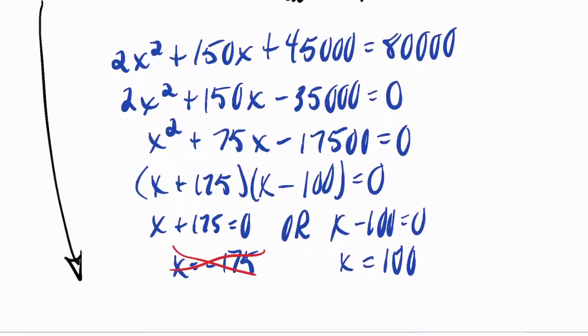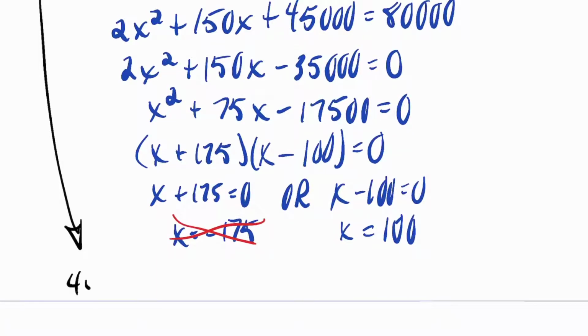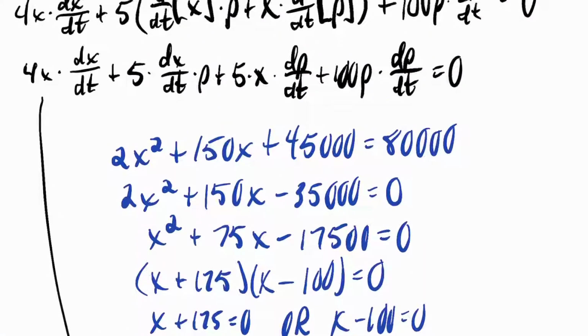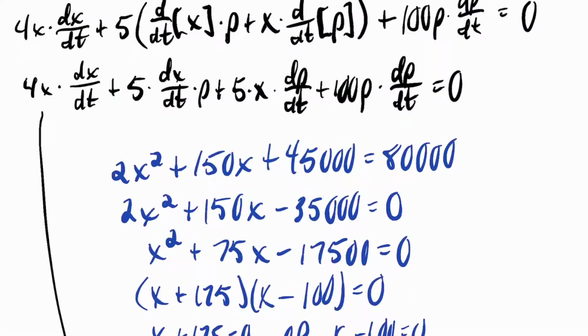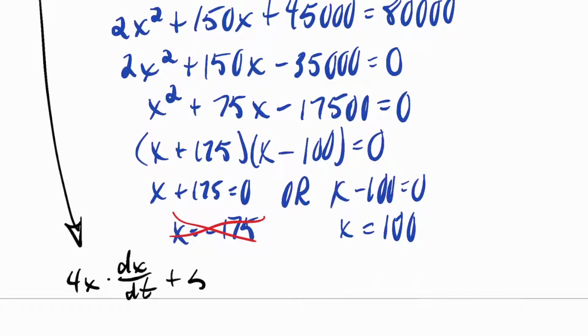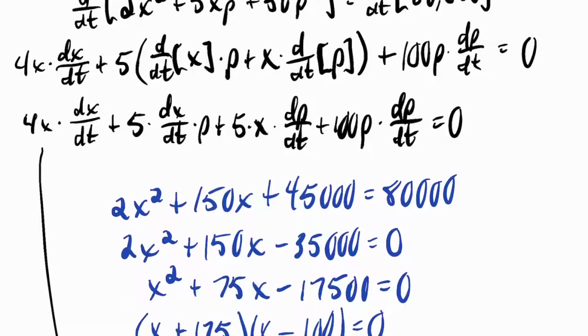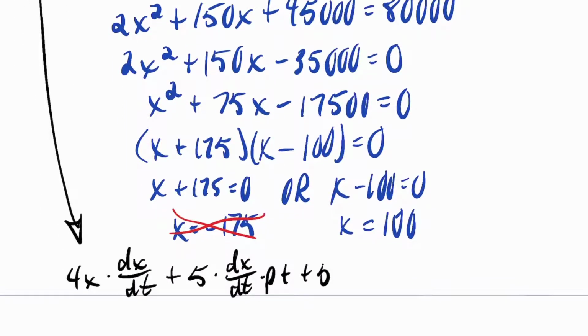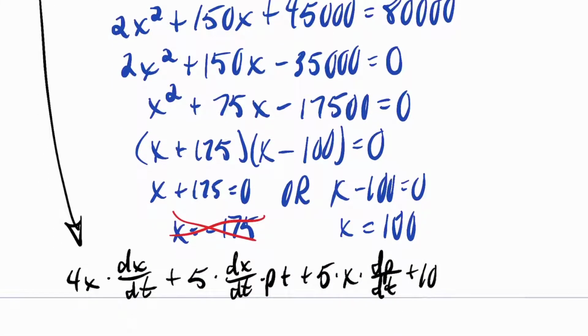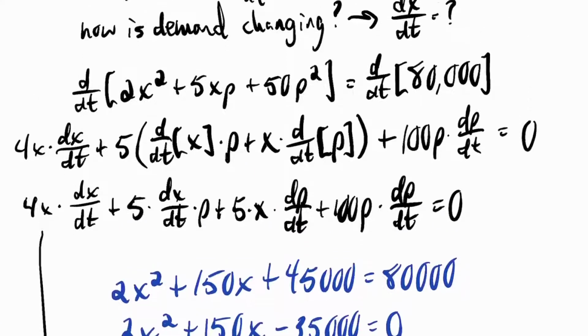So what I can do now is take that equation, copy it down here. So 4x, I'm going to run out of space, that's okay. 4x dx dt. This is a little more involved than previous examples. Dx dt plus 5 dx dt times p plus 5x dp dt plus 100p dp dt equals 0. I think that is everything correct.